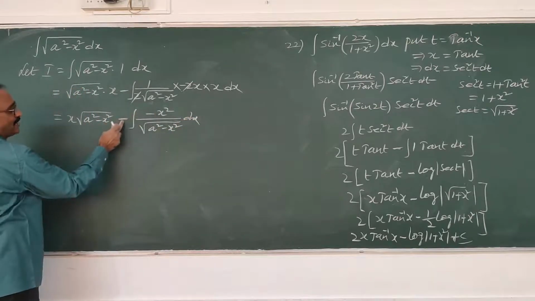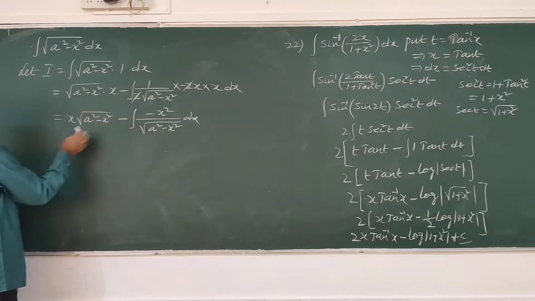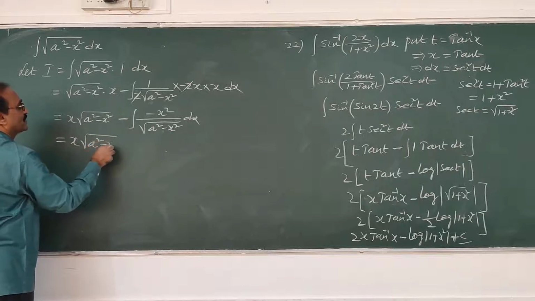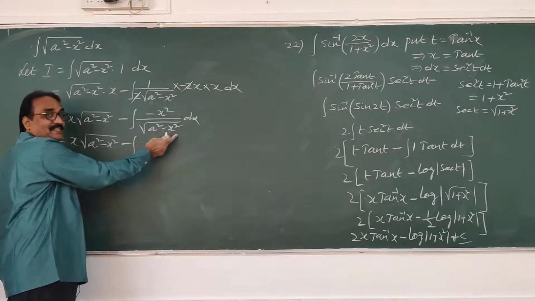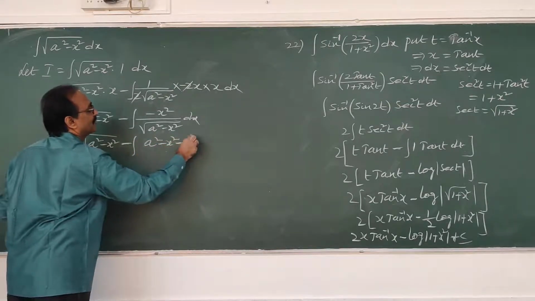I didn't bring this minus here. Why? Because before x square also minus is there. That's why I kept it like that only. So x into root of a square minus x square minus, what is the denominator? A square minus x square. So now a square, we add and subtract it. That is what we do.